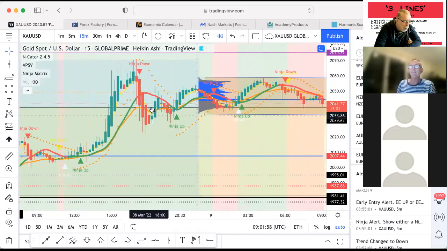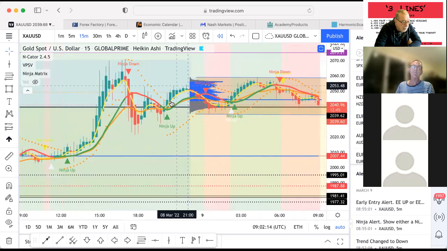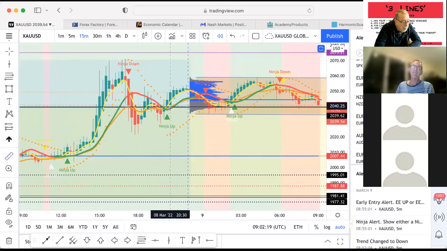Now, if we move on to this Ninja up, this was 8:15 last night. There was another opportunity. I didn't take it. I wasn't even looking at the charts at that point. But when I look at it this morning, I see that there were pips to be had there. Very rough calculation, 140 pips, sort of between 8:30 and close of market.